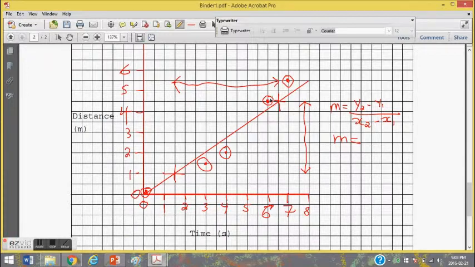Alright, so my y2, that's going to be this point, my second point, and y2 is going to be 4.5, and y1 will be 1, so 4.5 meters minus 1.0 meters, all divided by my run. And x2 is this point here, is going to be 6.5 seconds minus 1.5 seconds.